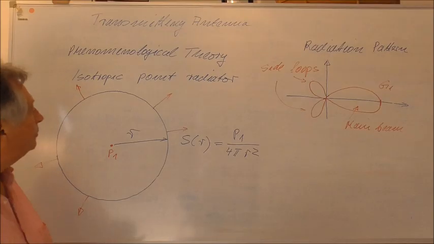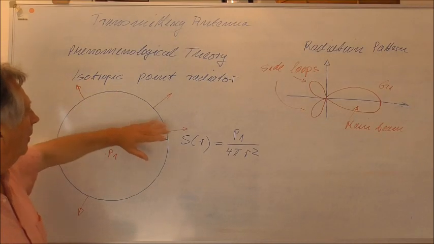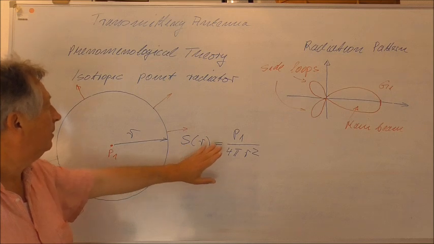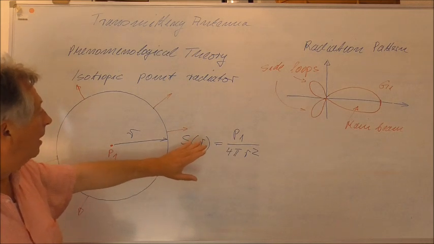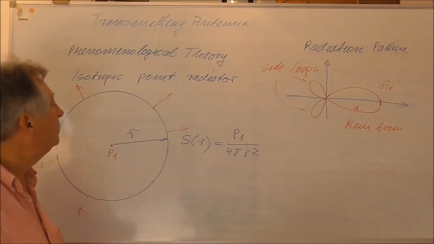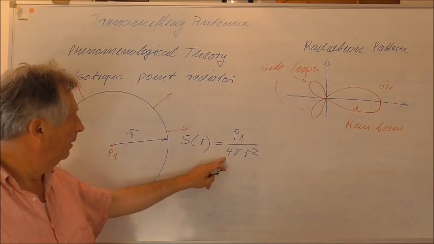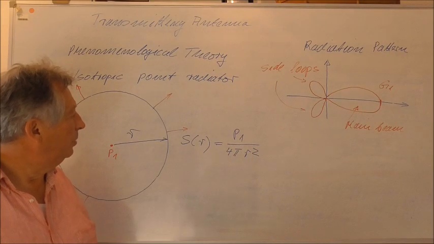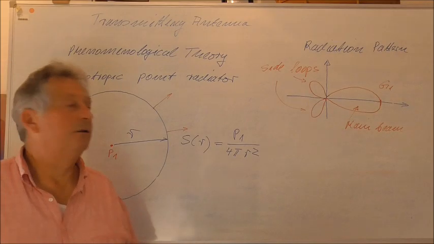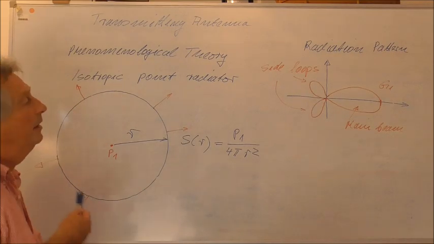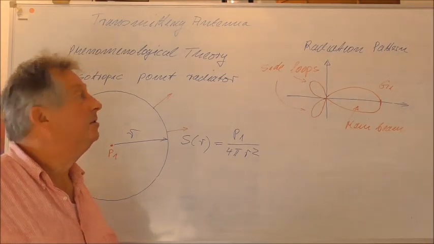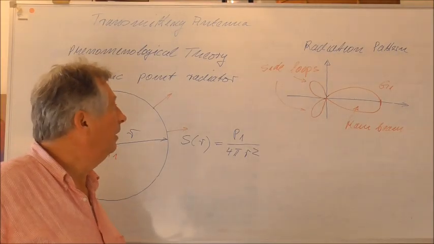This means an isotropic point radiator radiates the power isotropically over a sphere, or over the area of the sphere, and this area of the sphere would be given by 4 pi r squared. The problem is that this isotropic point radiator does not exist for electromagnetic radiation.